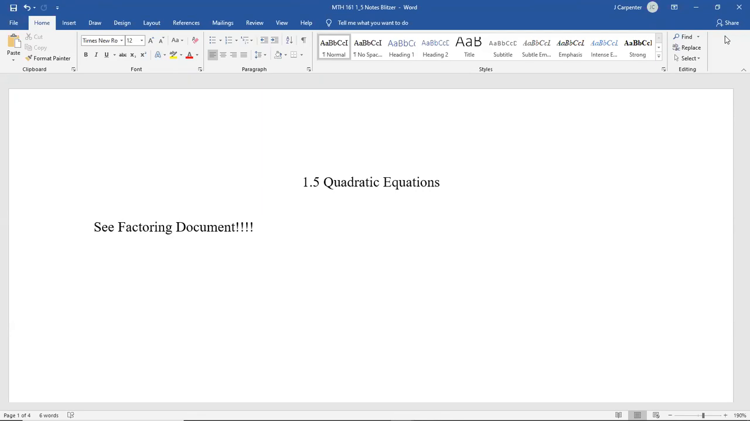All right, so 1.5, quadratic equations. We're going to study these from a few different angles. We're going to solve them in a few different ways, more specifically. And the first thing that we're going to approach that with, the first technique, is going to be factoring.